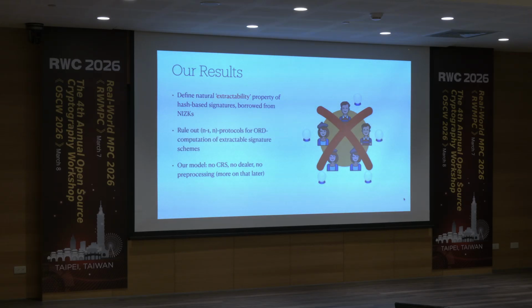So here is a brief overview of our results. We start by defining an extractability property of hash-based signatures, which is borrowed from physics. After this, we use this extractability property in order to prove that we can actually rule out all but one signing protocols for this Oracle-respecting computation of extractable signature schemes. And the model that we're going to be working in is the one with no CRS, no dealer, and no pre-processing. I'm going to talk about that in a little bit.